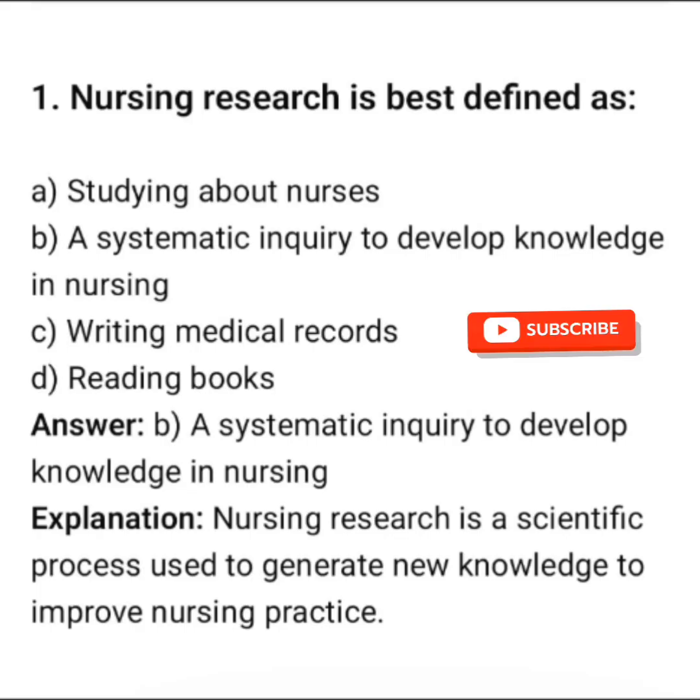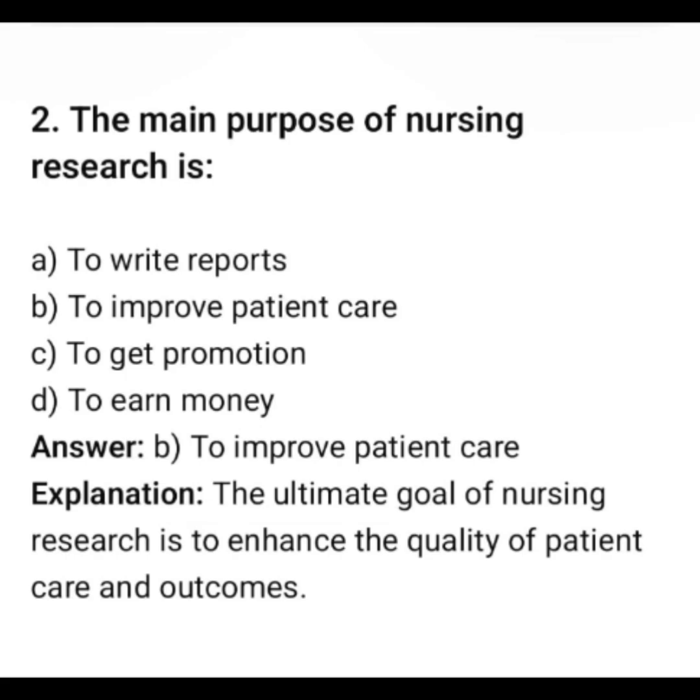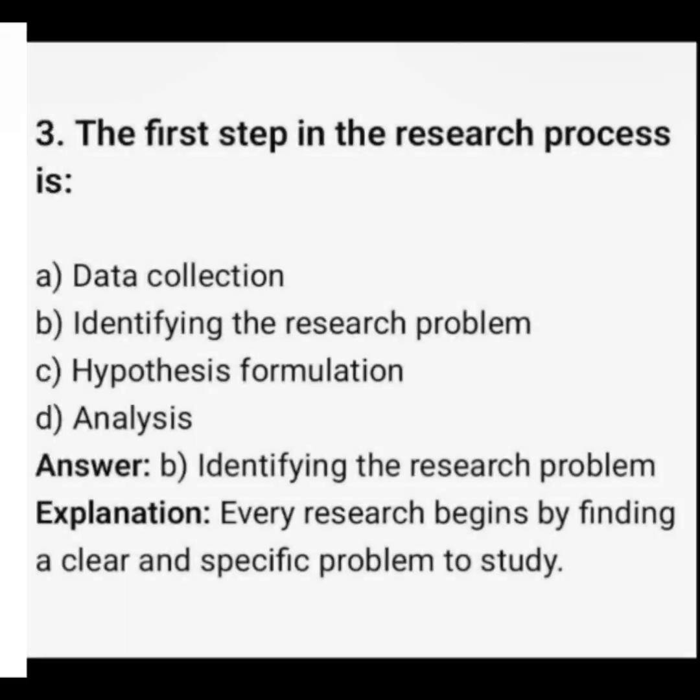Nursing research is best defined as: studying about nurses, a systematic inquiry to develop knowledge in nursing, writing medical records, reading books. The correct answer is option B, a systematic inquiry to develop knowledge in nursing. Nursing research is a scientific process used to generate new knowledge to improve nursing practice. The main purpose of nursing research is: to write reports, to improve patient care, to get promotion, to earn money. The correct answer is option B, to improve patient care. The ultimate goal of nursing research is to enhance the quality of patient care and outcome.